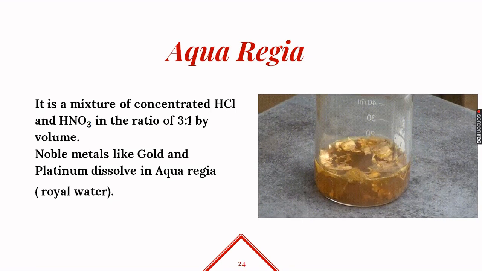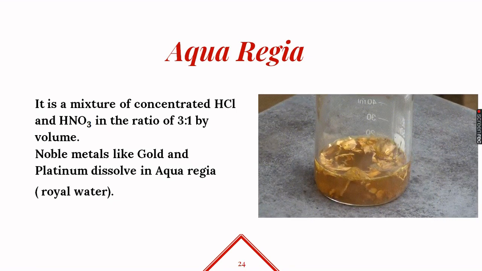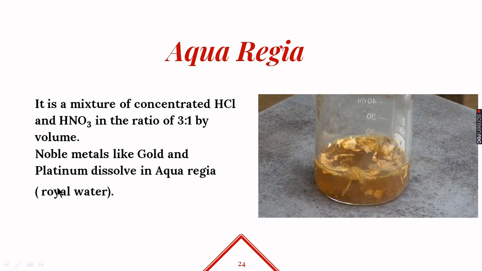Most of the metals react with acids except a few that lie at the bottom of the activity series. For example, noble metals like gold and platinum do not react even with concentrated acids, but they do react with aqua regia. Aqua regia is a mixture of concentrated hydrochloric acid and concentrated nitric acid in the ratio of 3:1 by volume. This aqua regia is also called royal water, and it can dissolve gold and platinum.